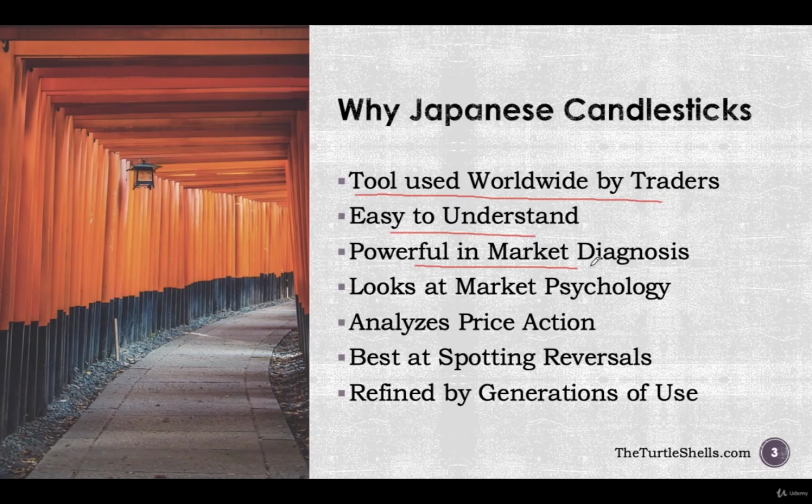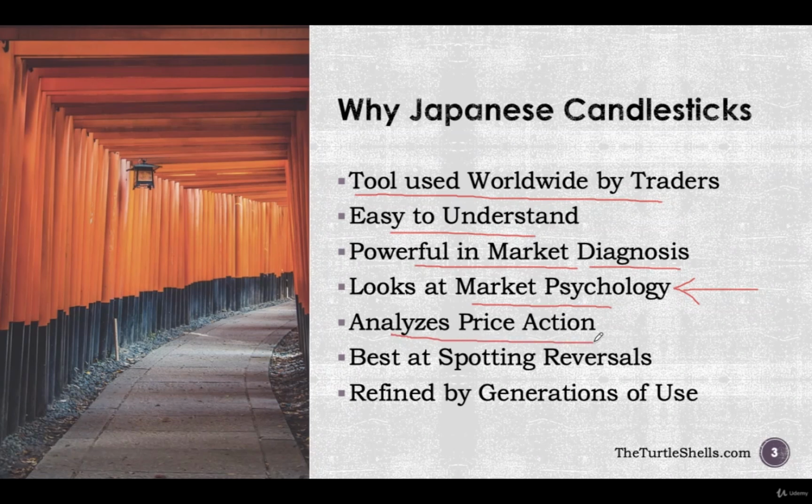So it is like an X-ray of the market. So it is very good for diagnosis of what is happening in the market. Just by looking at the chart, I can say what is going on. It looks at market psychology. Japanese candlesticks is probably the oldest science which takes into account the market psychology. So looking at candlesticks, you can understand what the psychology of the market is, what the emotion is, whether fear is a more powerful emotion or greed is more powerful. That is what you can understand when you are able to analyze Japanese candlesticks.